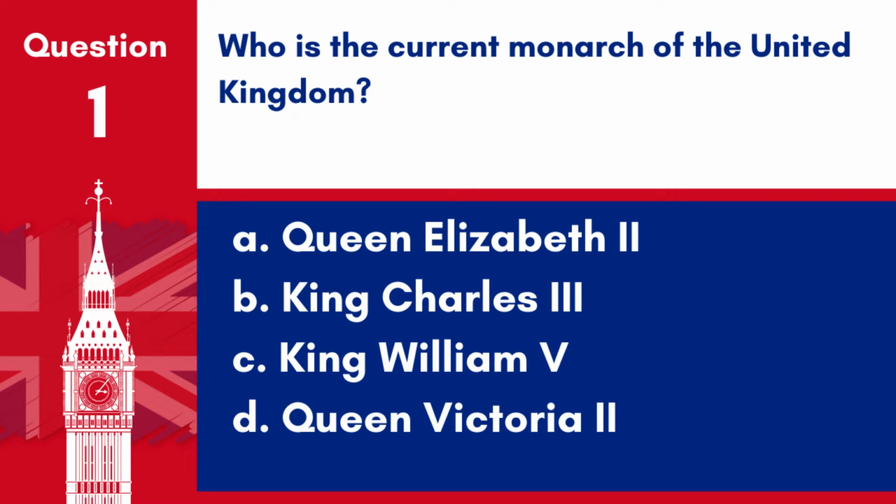Question 1. Who is the current monarch of the United Kingdom? A. Queen Elizabeth II. B. King Charles III. C. King William V. D. Queen Victoria II. Answer: B. King Charles III.